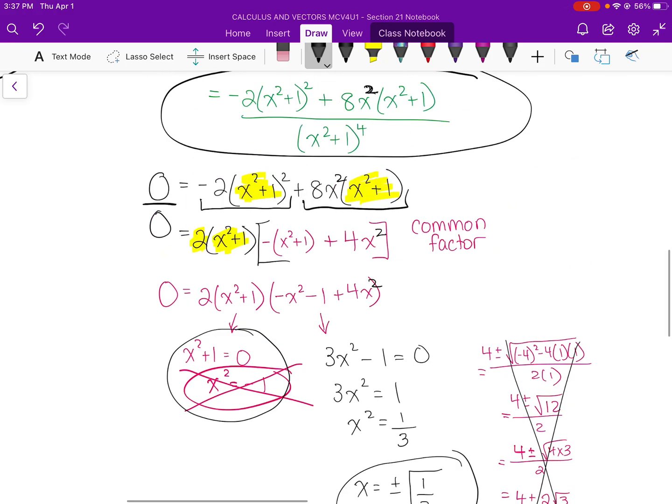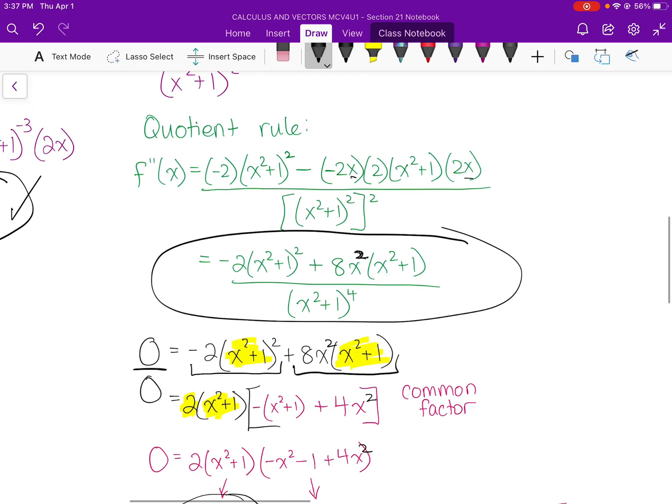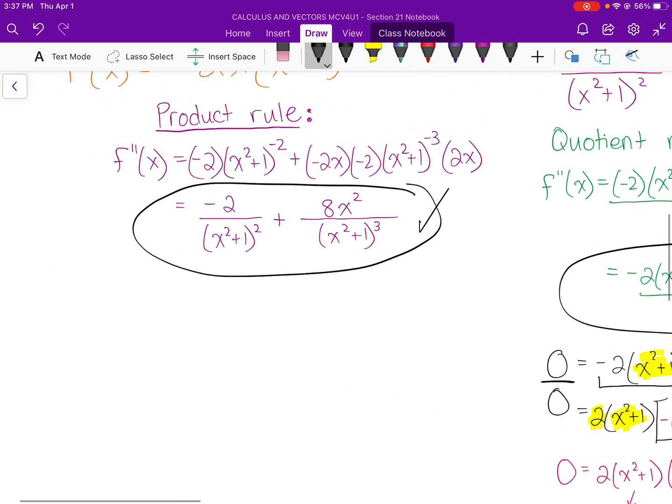So I'm sorry about that. In class, I actually just forgot this squared here on the 8x, which I should have noticed because it was here. Anyways.